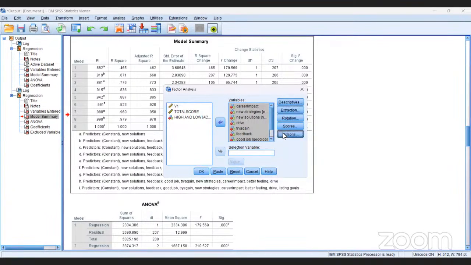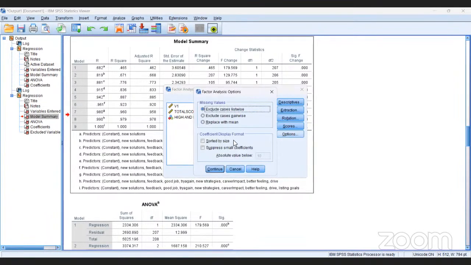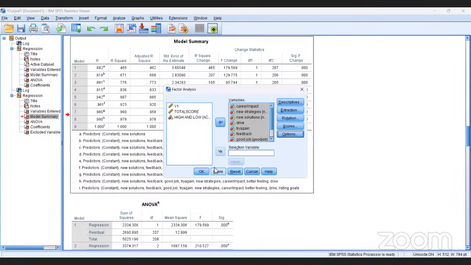There is an option. Option, it is sorted by size. So you can consider. Continue. After that, okay.